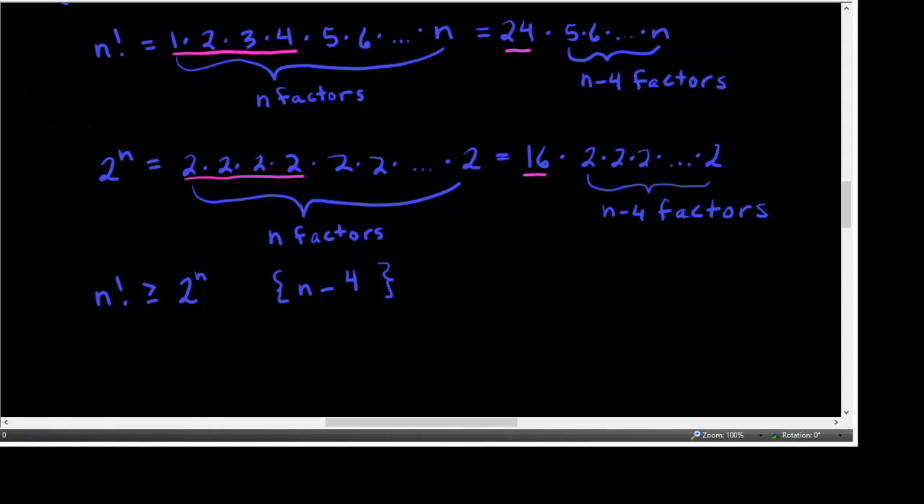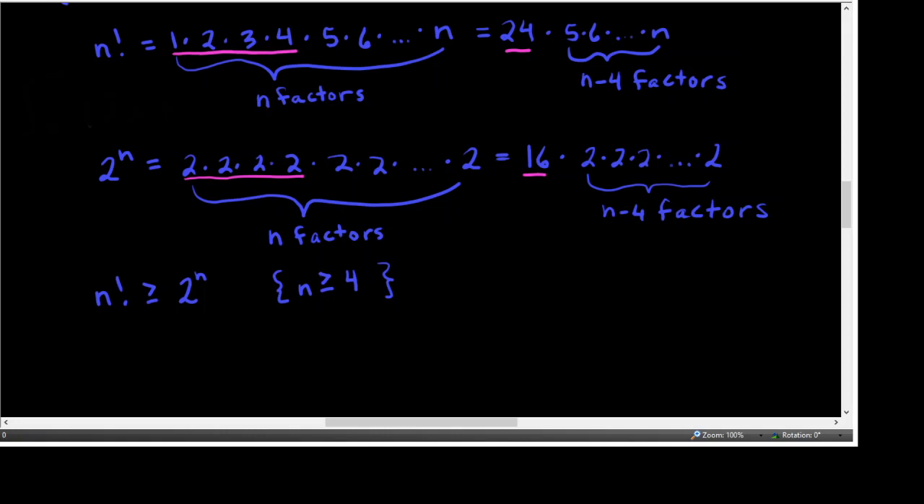So if you multiply n minus 4 numbers times each other, and those numbers are only getting bigger, 5 and 6 and 7 and 8, 9 and 10, that's going to be bigger than the multiplication of a bunch of 2's, the same number of 2's. So 5 times 6 is bigger than 2 times 2. 5 times 6 times 7 is bigger than 2 times 2 times 2. So we can say that as long as n is greater than or equal to 4, n factorial is greater than or equal to 2 to the nth.